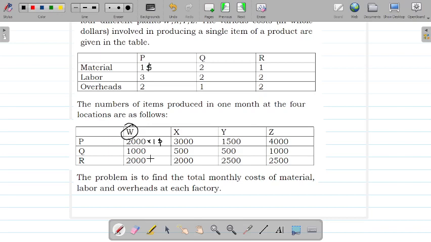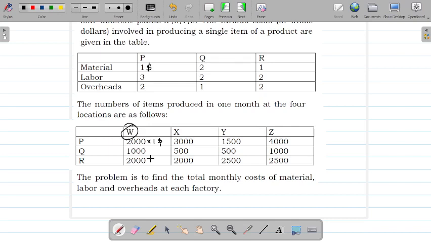In plant W, that's what I wish. Next, for producing Q, it costs $2. And how many items were produced in factory W of type Q? 1000. So therefore 1000 into $2, right? Next, similarly, when it comes to R, it costs $1. So you are producing a total of 2000 items times $1.